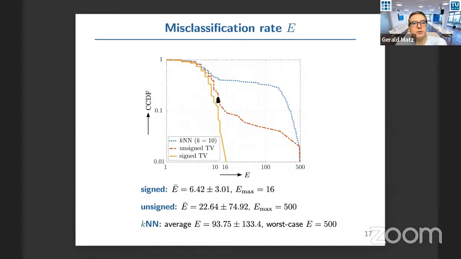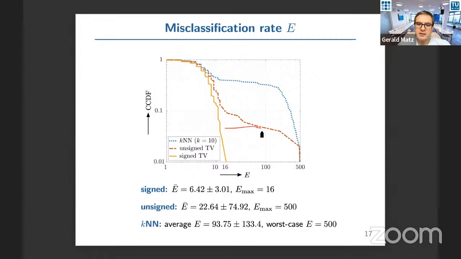then the behavior that you get is shown here. This is the misclassification rate, the number of incorrectly classified nodes. What you see here is the complementary cumulative distribution function, and this is on a doubly logarithmic scale. Yellow would be the signed approach, red is the unsigned, and the blue one here was just for reference, a frequently used method, which is just constructing a kNN graph and minimizing total variation on that, which here performs worst of all the three approaches.